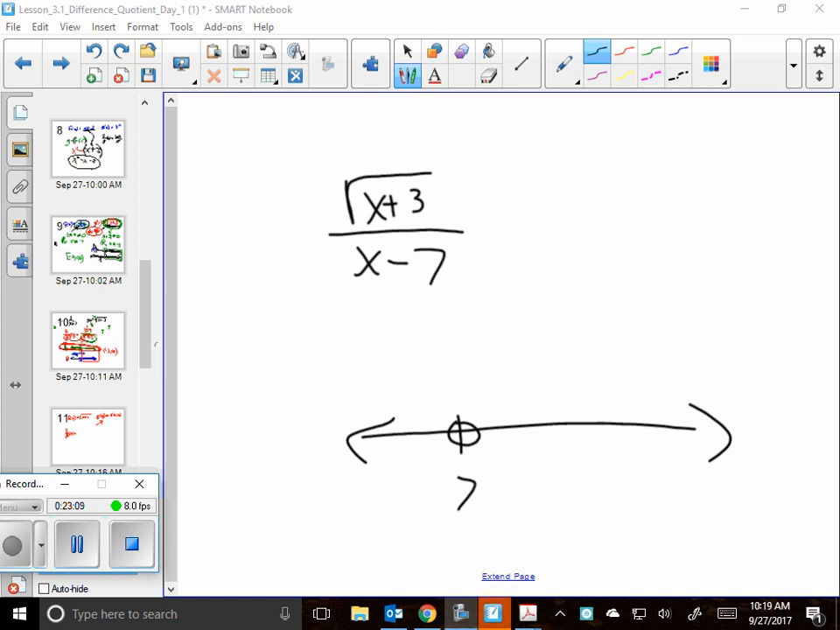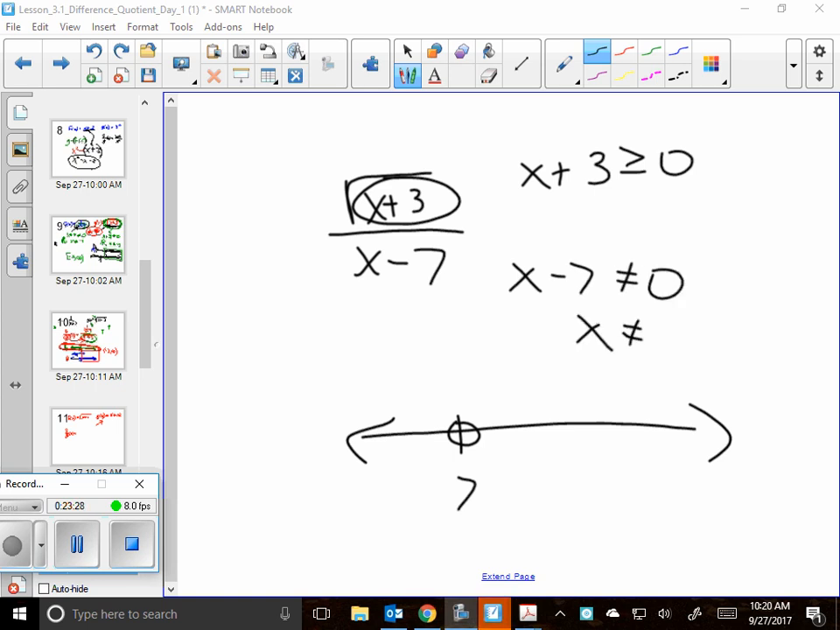No. What makes the top crash? We got to set that x plus 3, what? Greater than or equal to 0. And on the bottom, by saying not 7, it was saying x minus 7 cannot equal 0. I solve this, it says x cannot be 7. And if I solve this, x must be greater than or equal to negative 3. So here's negative 3. It must be bigger than that. And it looks like that. Would you be able to do that?